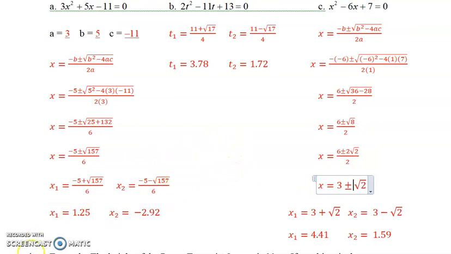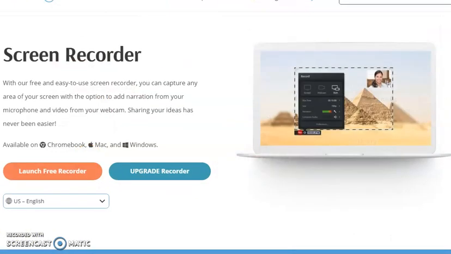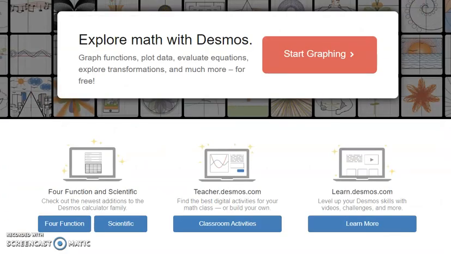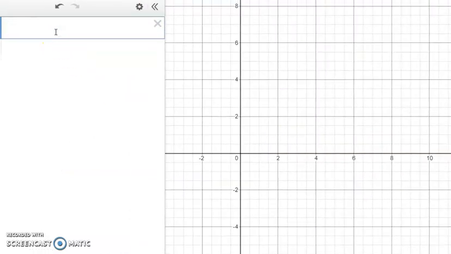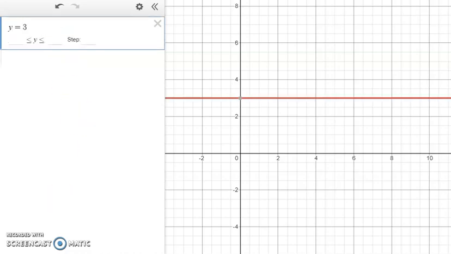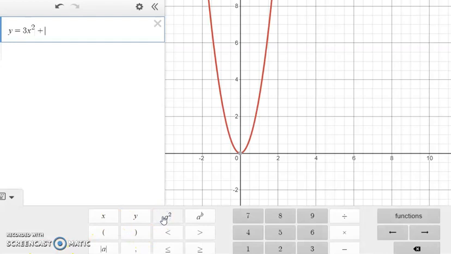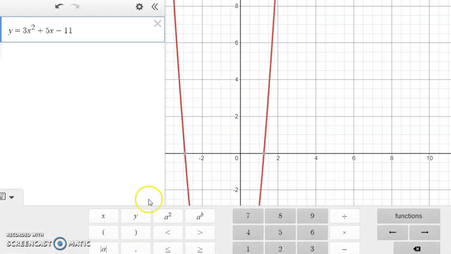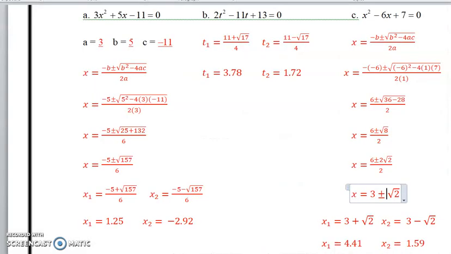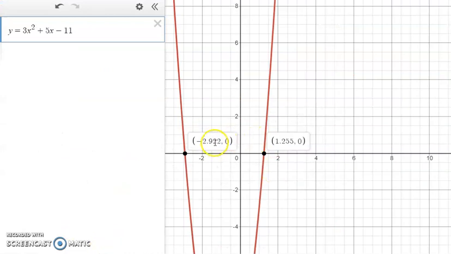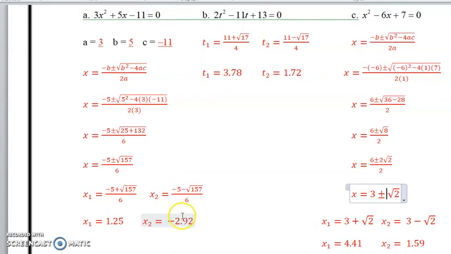And you can also check these very quickly. I'll bring up my Desmos program for you. Remember, it's desmos.ca or .com. We plugged it in, so I'll plug that first one in. Y equals 3x squared plus 5x minus 11. I know we set it equal to 0 because we're looking for the x-intercepts, because that's the solution when y is equal to 0. And you'll notice we get the 2 answers that we have on our page, so negative 2.92 and 1.26. And that's what we had here, or 1.25, depending on your rounding.